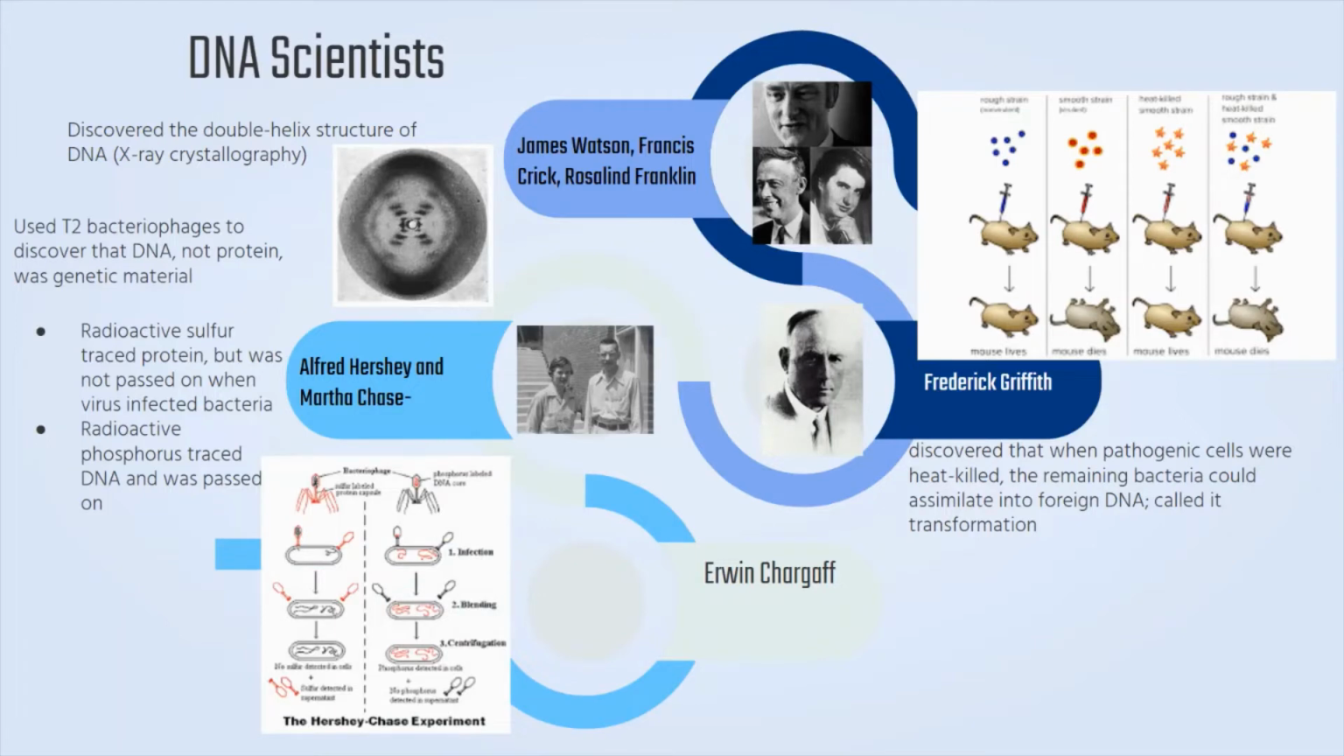Alfred Hershey and Martha Chase used something called T2 bacteriophages in order to discover that DNA, not protein, was the genetic material. And they did this by first using radioactive sulfur to track protein, but they realized that it was not passed on through viruses. However, radioactive phosphorus traced DNA, and they saw that it did pass on to a bacteria.